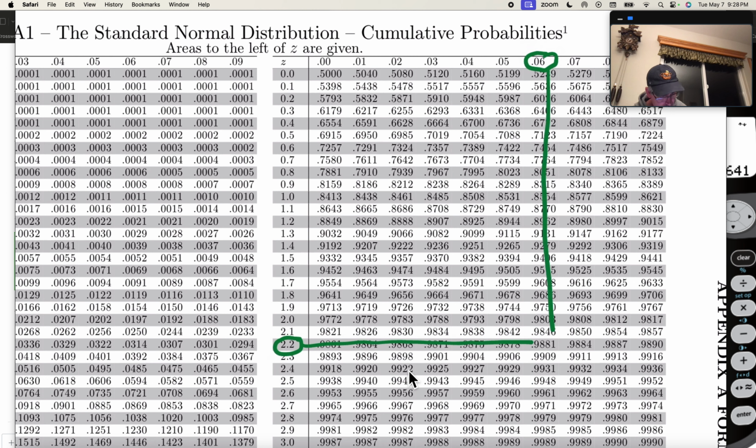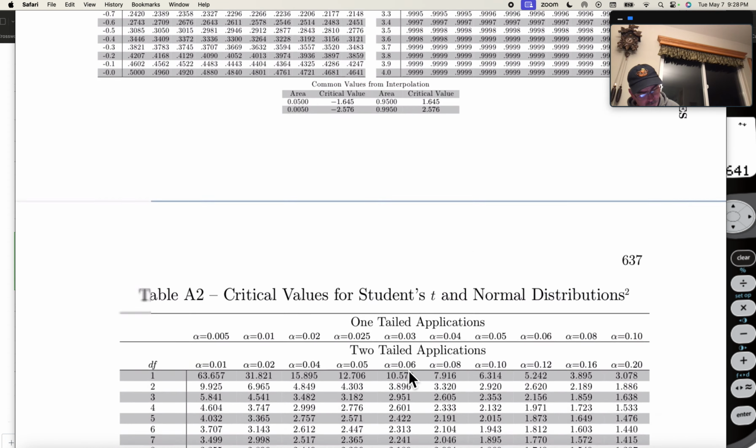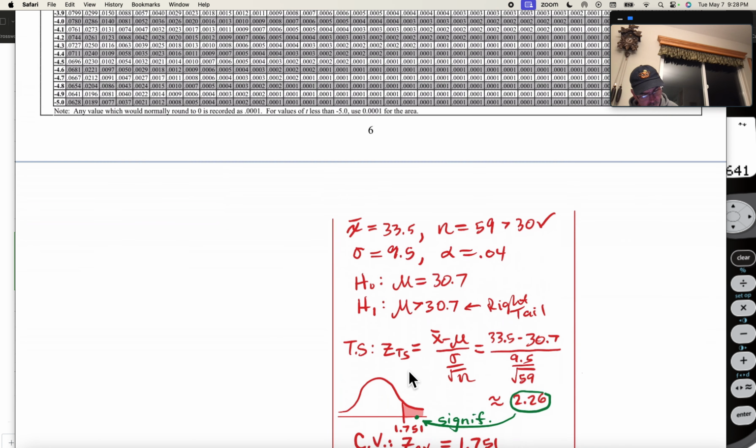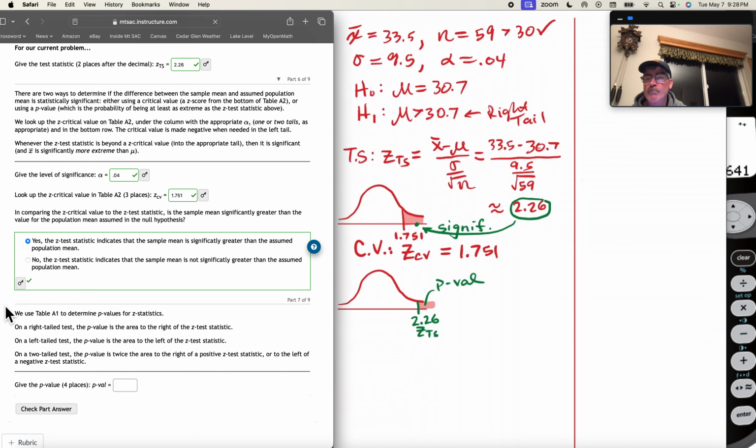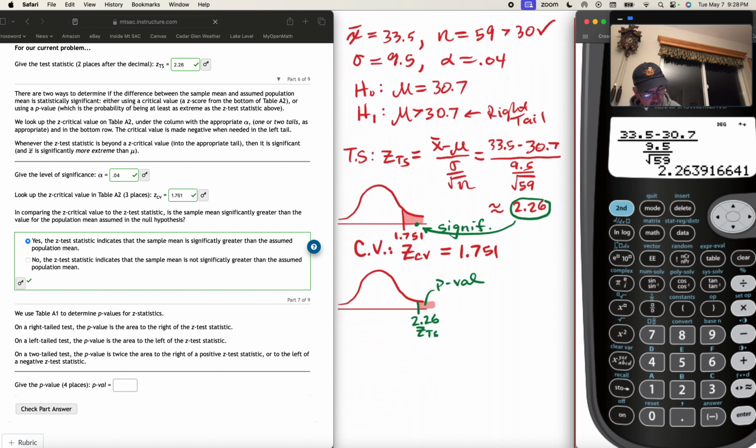I think we're going to have 0.9881. Okay. Don't forget, 0.9881. The area to the left is 0.9881. Just remember how that table works. This is a right tail test, so we need the complement of that. So our p-value is going to be 1 minus 0.9881. So we'll check that real quick.